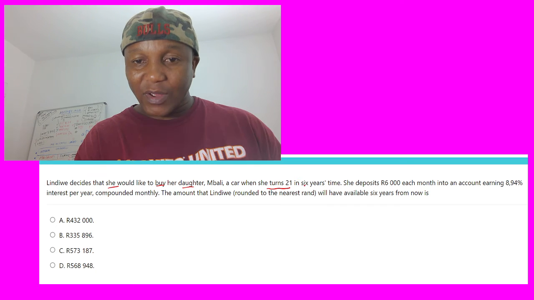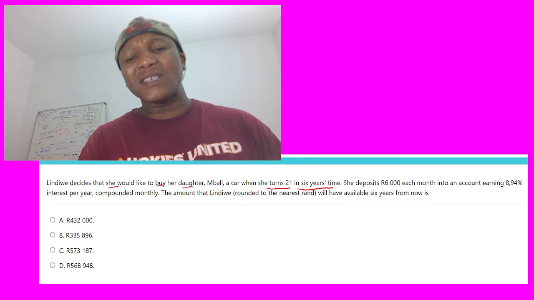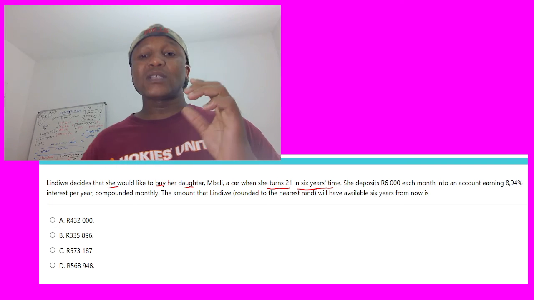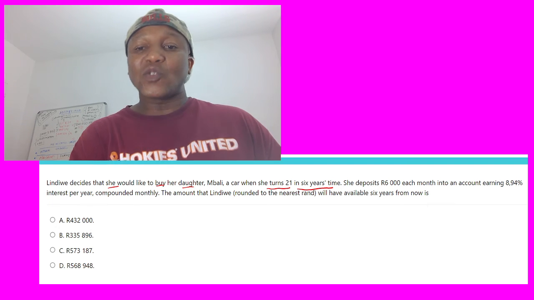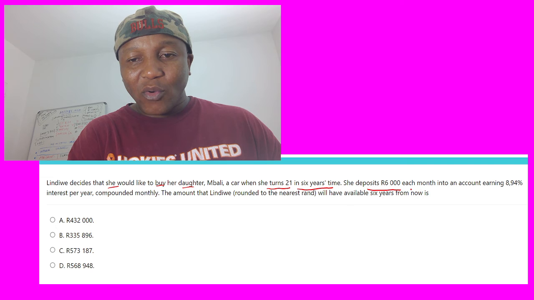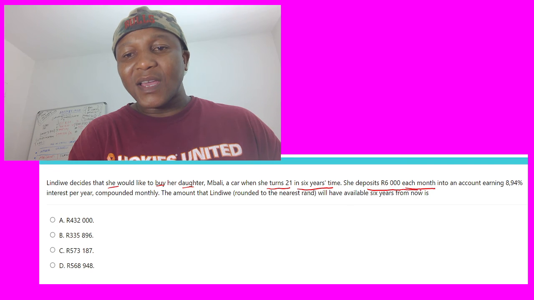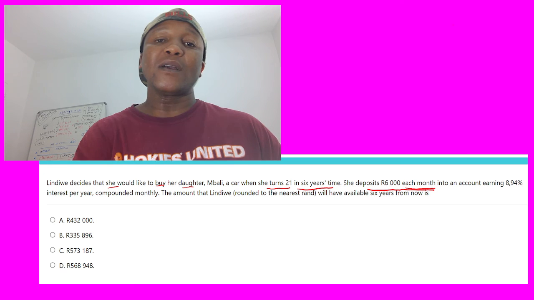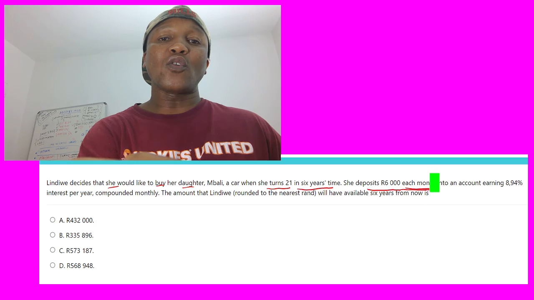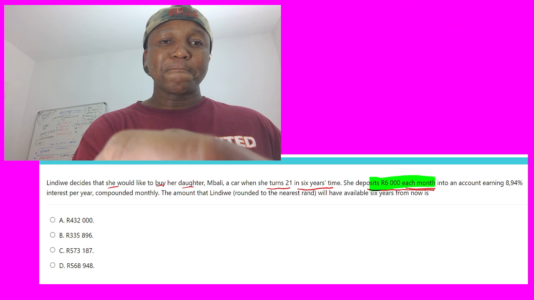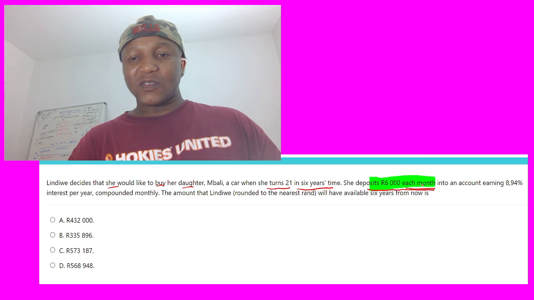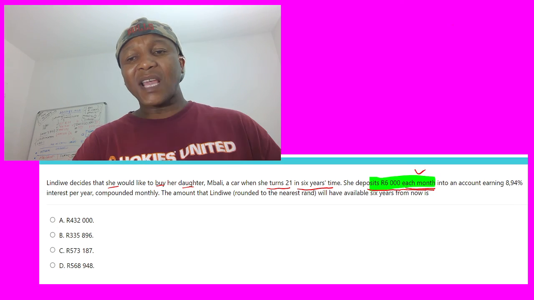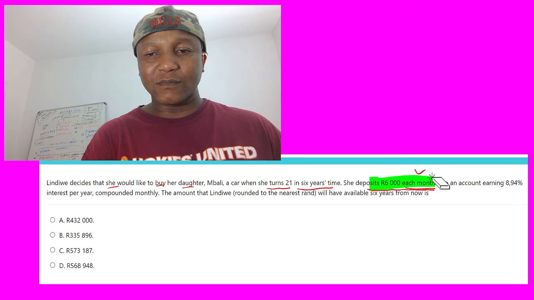But in 6 years from now, in 6 years time means the time is going to be 6 years. So she deposits 60,000 each month. Each month. So the one she deposits each month, that one tells you already this can be present or future value.